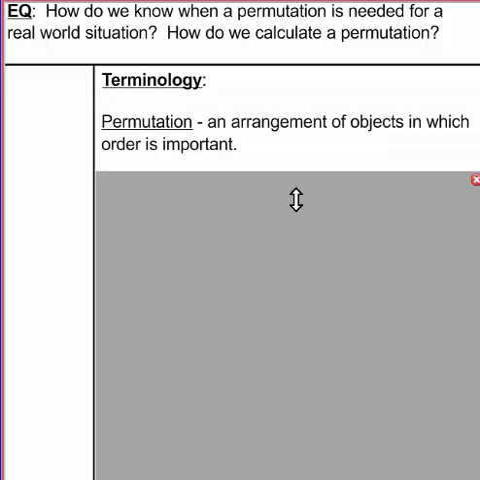So a permutation is an arrangement of objects in which order is important. And that key word, arrangement, is going to be very important in determining whether or not we need to use a permutation in a real-world kind of situation. So that arrange is very important.